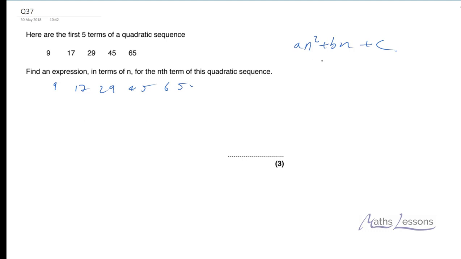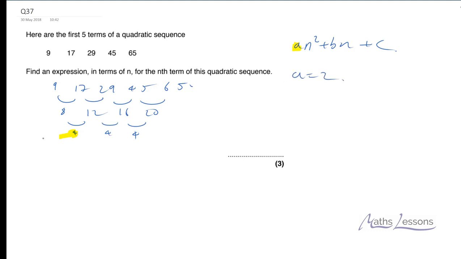Okay, so I am going to look at the differences. My differences here: 9 from 17 is 8, 17 from 29 is 12, 29 from 45 is 16. We might spot a pattern going on here, and then we get 20, and the difference here is 4. The reason why I did this is it makes an easy way of getting A, because A is always half of the 4. The 4 is double A, so therefore A will equal 2.